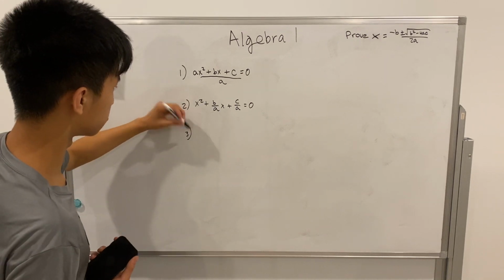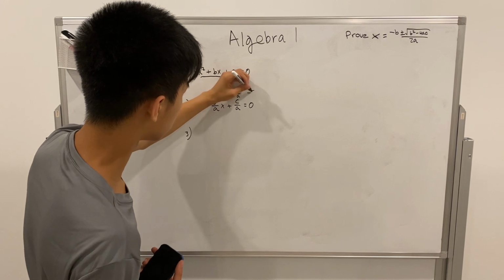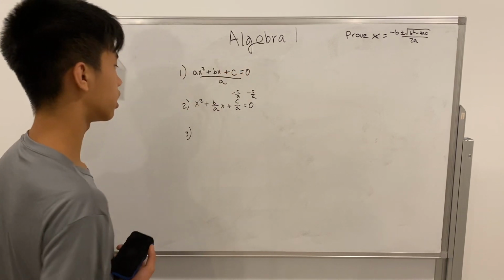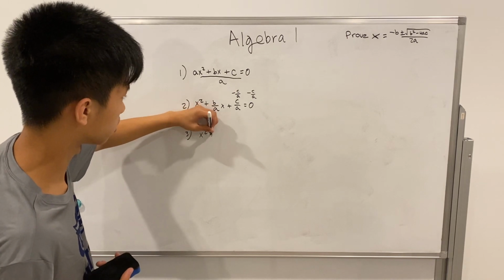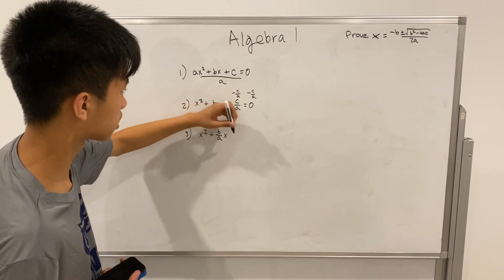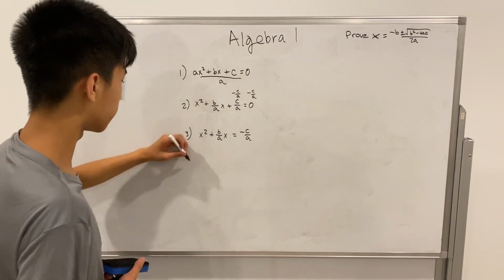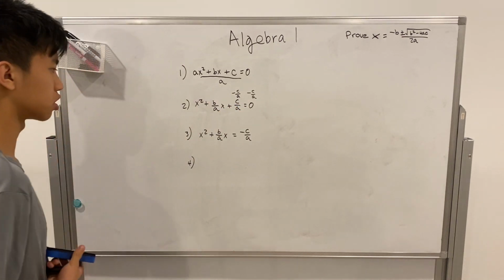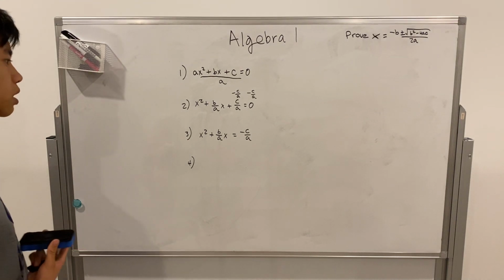Next step is to subtract c over a from both sides. So now we have x squared plus b over a times x equals negative c over a. Now for step 4, we need to do something known as completing the square, which is an Algebra 1 technique that you should probably remember, maybe not.